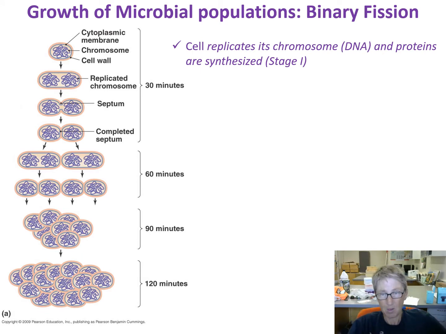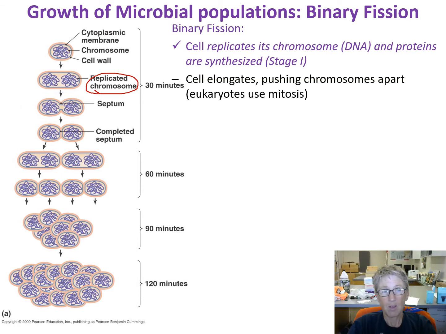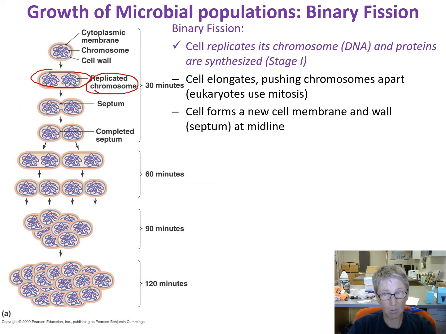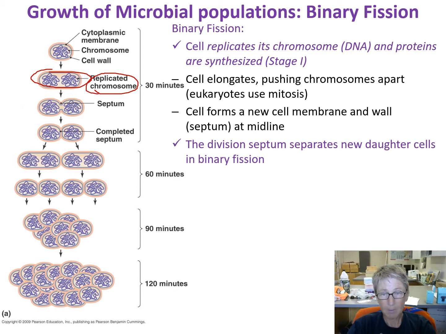In binary fission, in this first stage, the cell replicates its chromosome, shown here, which contains DNA, and proteins are synthesized. The cell then elongates, and you can see it gets longer here. It pushes the chromosomes apart. Remember, eukaryotic cells use mitosis, not binary fission. The cell then forms a new membrane and a new wall.